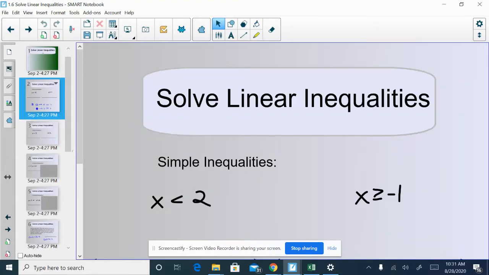Hello guys, this is section 1.6. This is about solving linear inequalities. This should be mostly review, and then maybe by the end we'll get into some new material.